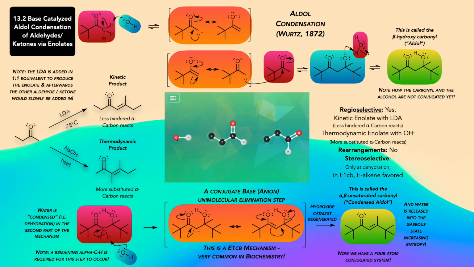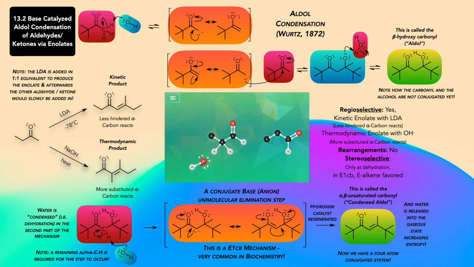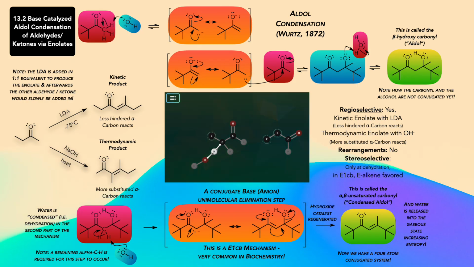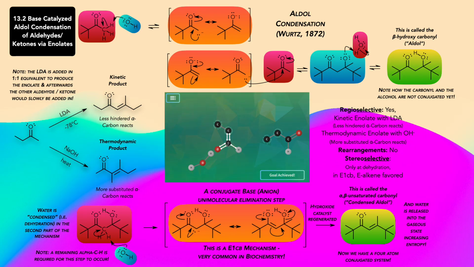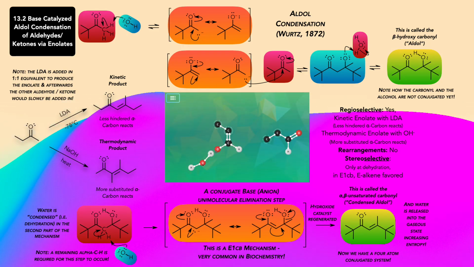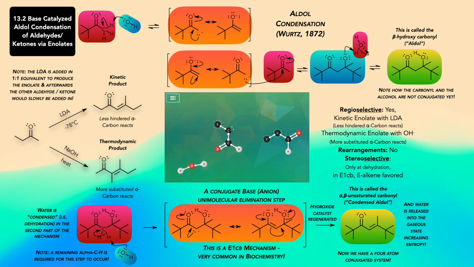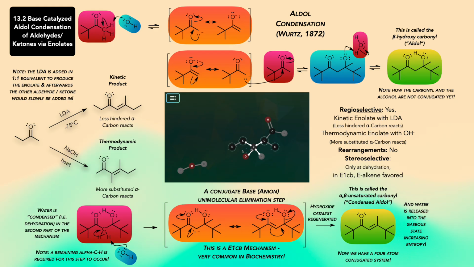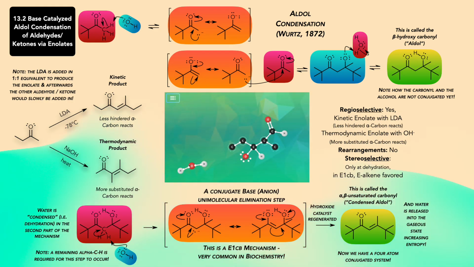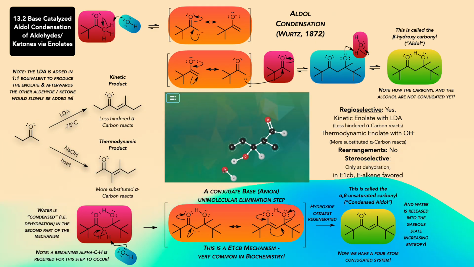But under basic conditions, the mechanism changes completely. Instead of forming an enol, the base removes the alpha hydrogen to form an enolate directly. This is base-catalyzed aldol condensation. Enolates are much stronger nucleophiles than enols. The enolate attacks another carbonyl compound, producing an alkoxide intermediate. Protonation of that alkoxide gives the familiar beta-hydroxycarbonyl.